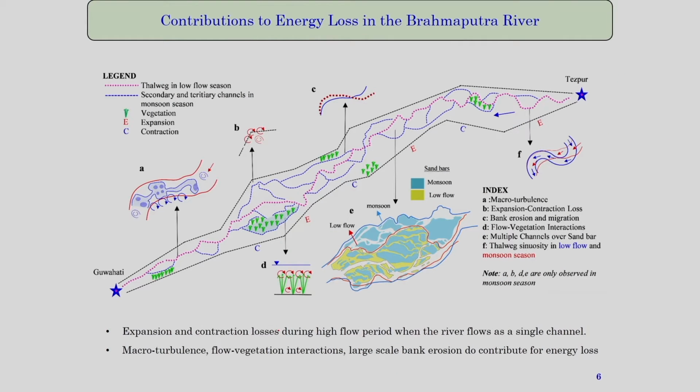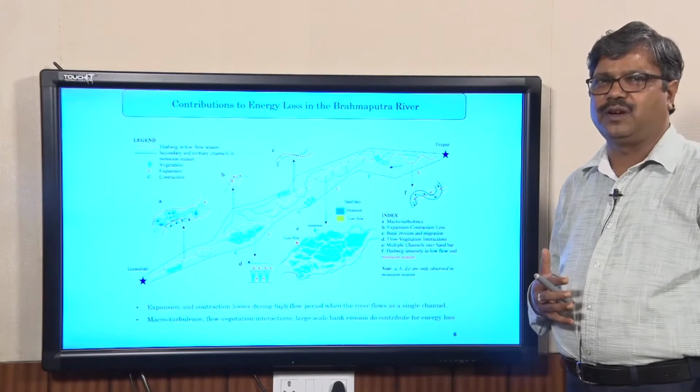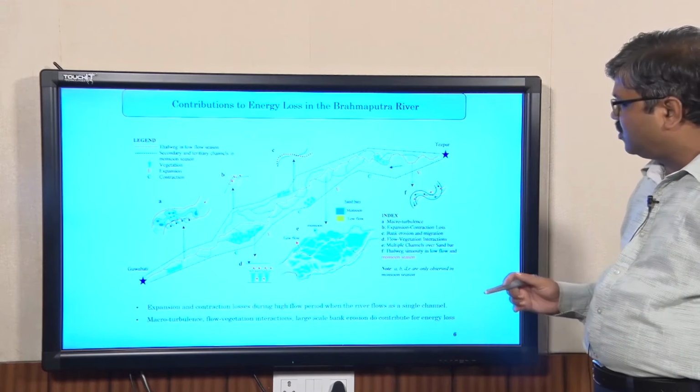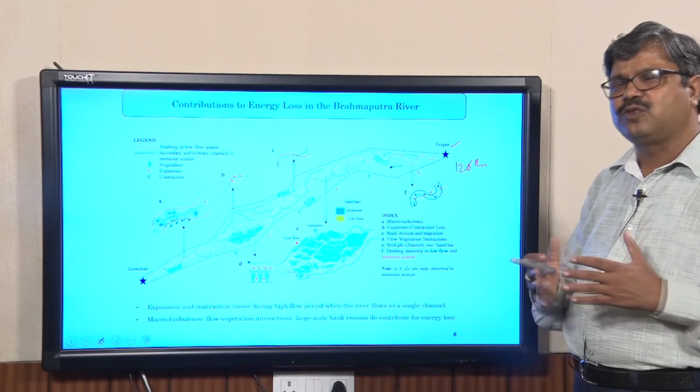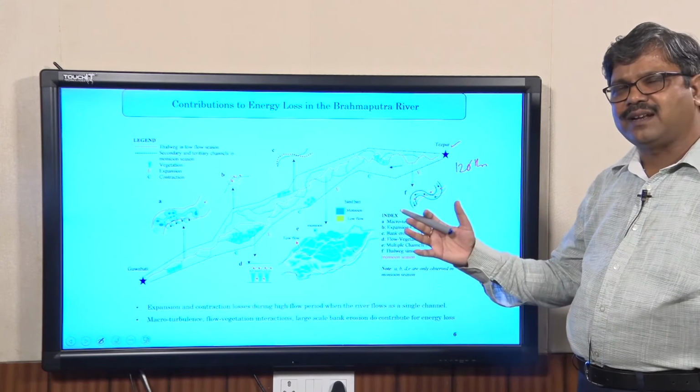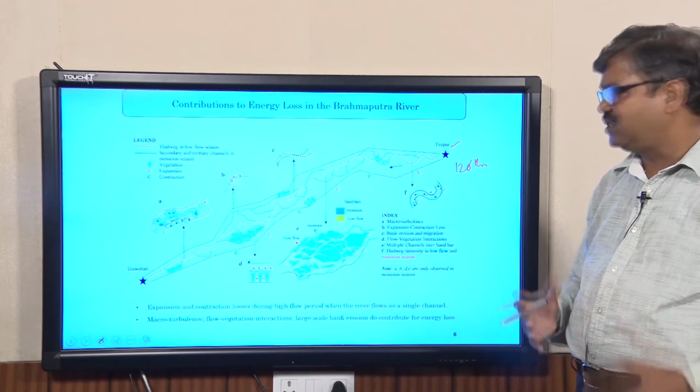Now if you look at these very interesting figures, they show us how many types of energy dissipations happen in the Brahmaputra river. For example, the Brahmaputra river is about 100 to 120 kilometers in length from Tezpur to Guwahati, and you can look at how the river expands and contracts. It's not a uniform width river. It expands and also contracts. This expansion and contraction also varies from season to season.